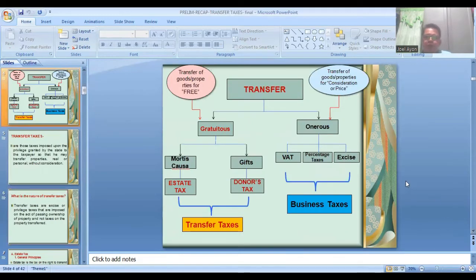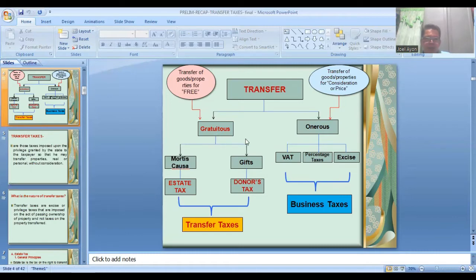Next, we have the transfer. So under this diagram, we have gratuitous transfer and onerous transfer. As I have said, the focus of my presentation is all about the gratuitous transfer. So as we know, this transfer of goods or properties is for free. Unlike the onerous transfer, transfer of goods or properties for consideration or price. So the main difference of the two is that in gratuitous transfer, there is no consideration or price.